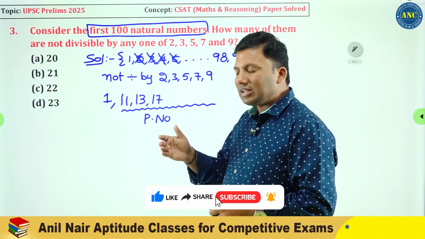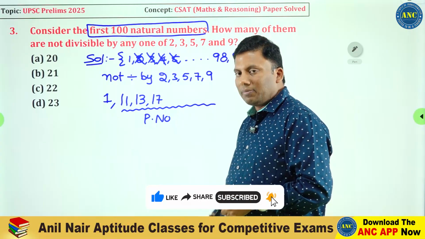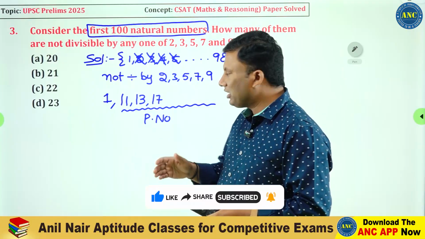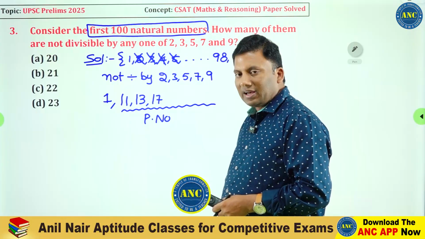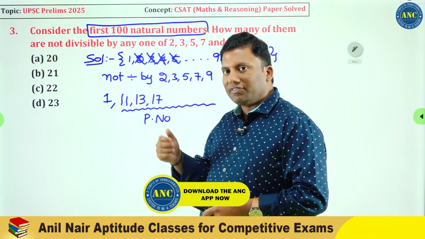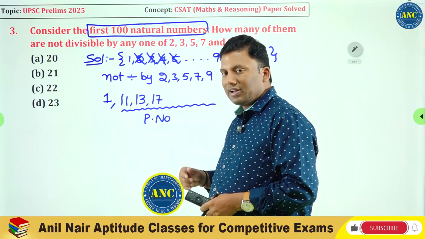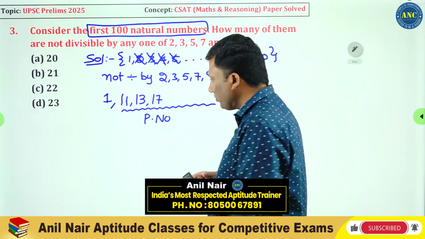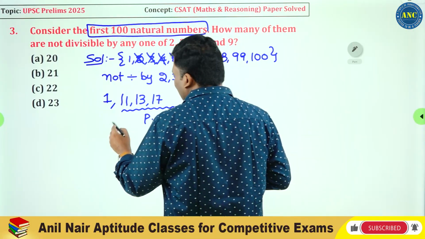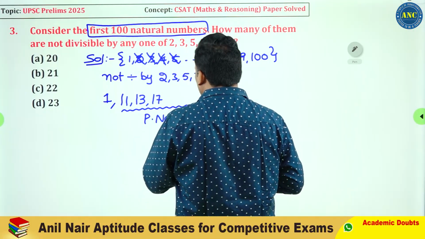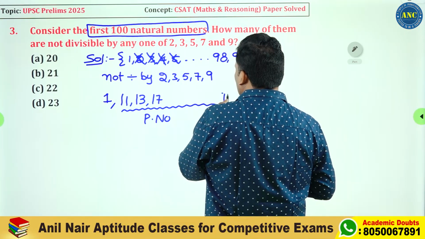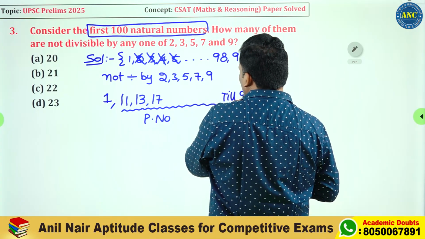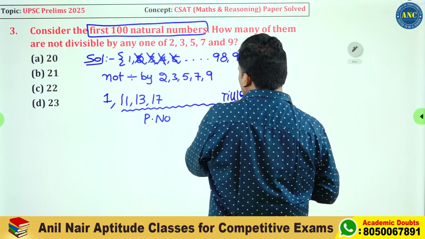Sir, I am taking 33. It is divisible by 3. Sir, I am taking 45. It is divisible by 9. Sir, I am taking 95. It is divisible by 5. Sir, I am taking 90. It is divisible by 5. That means 1 and all the prime numbers till 100.